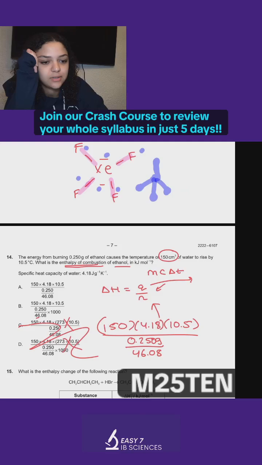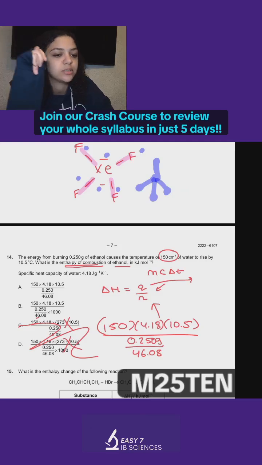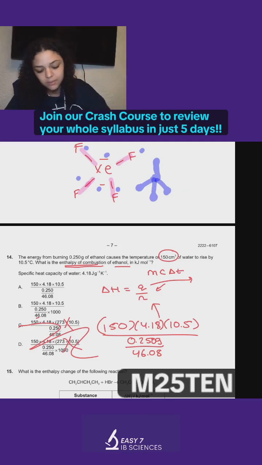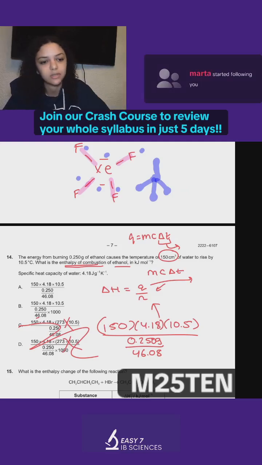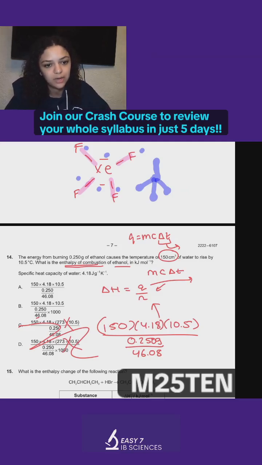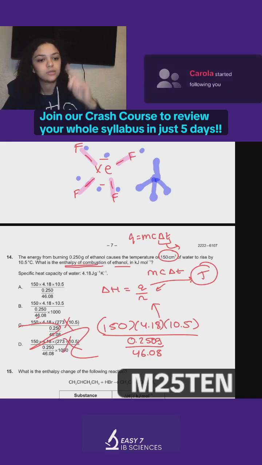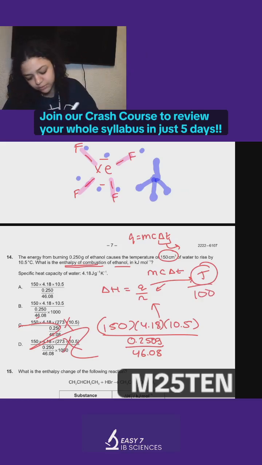Why not convert into Kelvin? Good question. You never convert into Kelvin because in Q equals mc delta T, delta T is a change in temperature. There's no unit for a change in temperature. If you increase by 1 degree Kelvin, that's the same as increasing by 1 degree Celsius. It's just change. So be careful, you never convert to Kelvin. And your Q is always going to be in joules, that's the way the formula is. So whenever you're converting it to delta H, you must remember to divide by 1000. And that's why my answer is B.